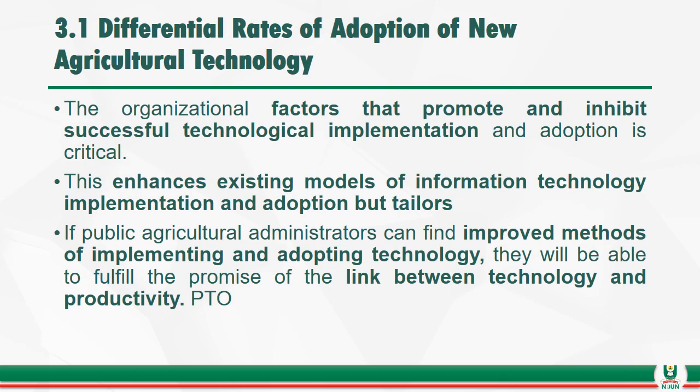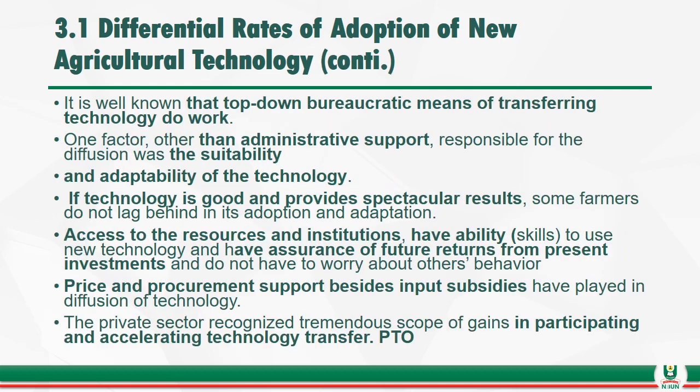The organizational factors that promote and inhibit successful technological implementation and adoption are very critical. This enhances existing models of information technology implementation and adoption, and tells us that if public agricultural administrators can find improved methods of implementing and adopting technology, they will be able to fulfill the promise of the link between technology and productivity. It is well known that top-down bureaucratic means of transferring technology do work.